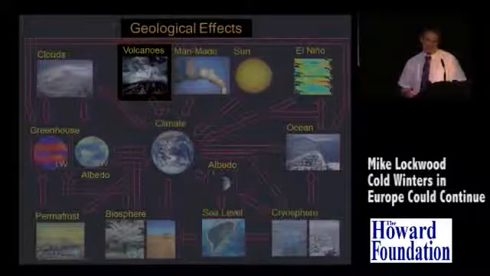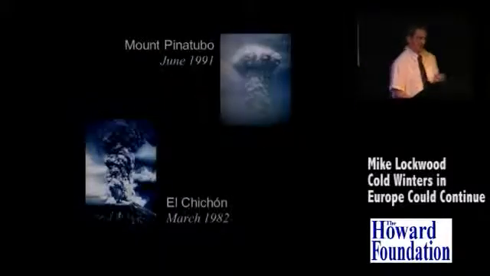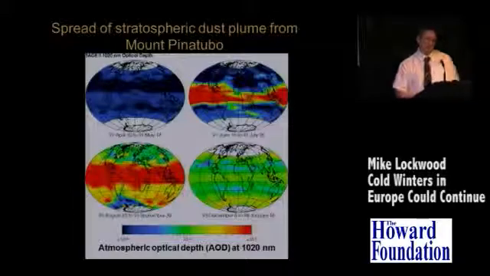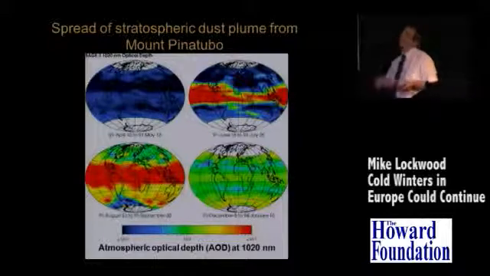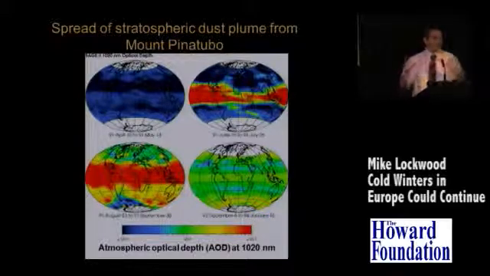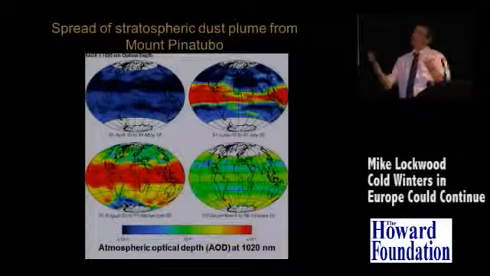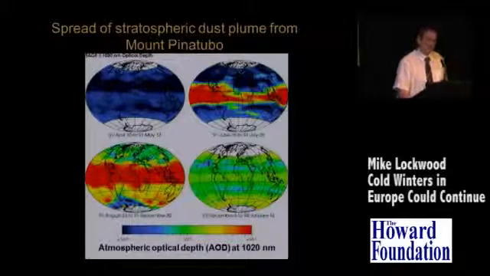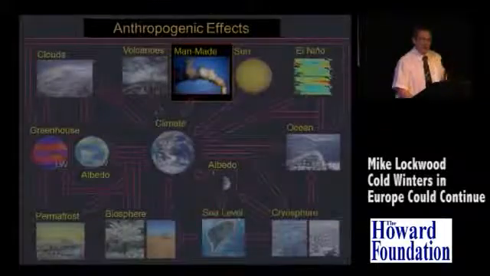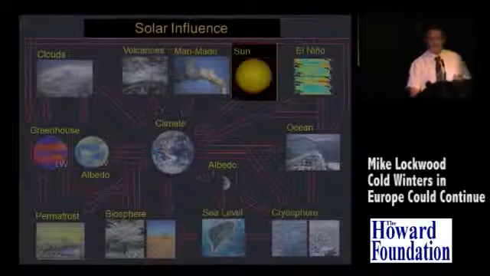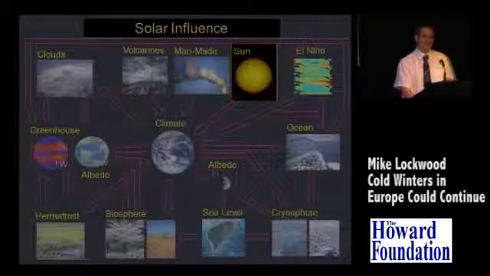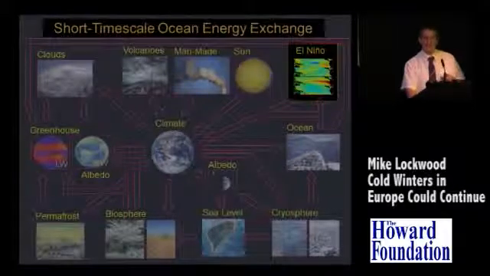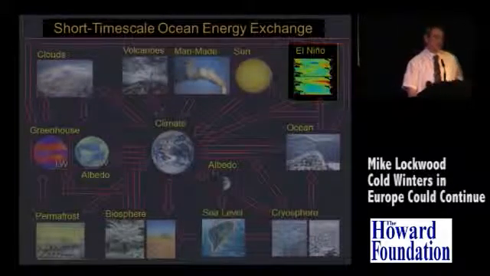Okay, so we look at the various inputs. Volcanoes: these are two stratospheric climate-effective volcanoes that have happened in recent years. Through atmospheric optical depth, we can watch the effect of that stuff girdling the Earth and then spreading out over the whole planet over about a 9-month period, reducing the amount of shortwave reaching the surface. We've heard about man-made effects this morning. The sun, if it changes, because it powers our climate system, clearly could be a factor. And then El Nino. Now we can treat all of that as inputs into the system.